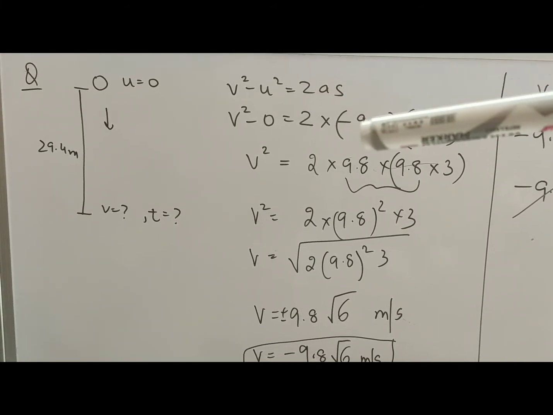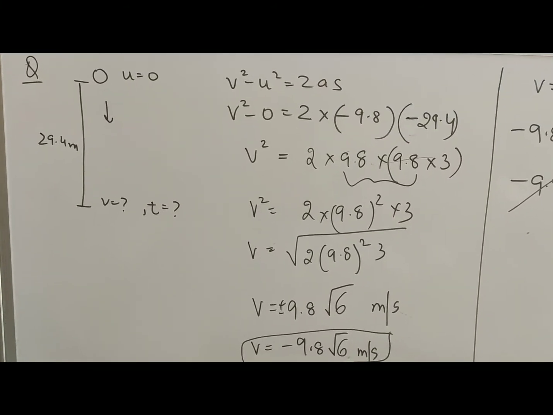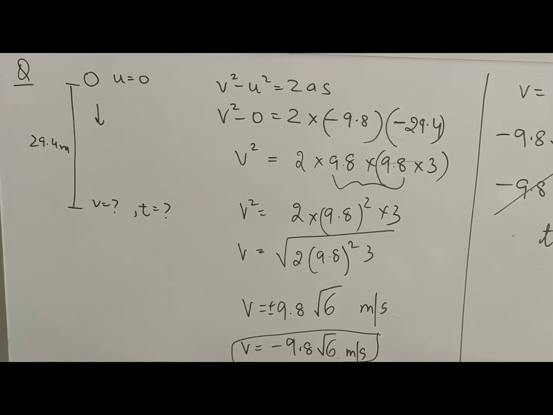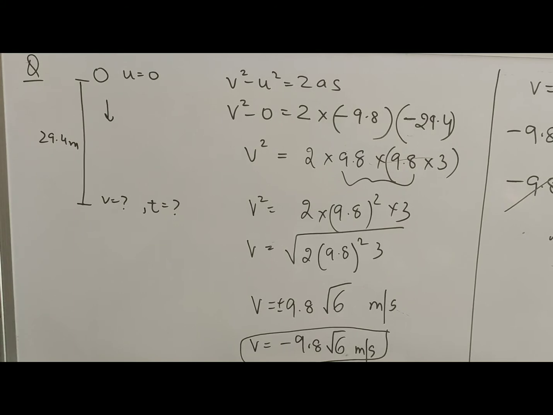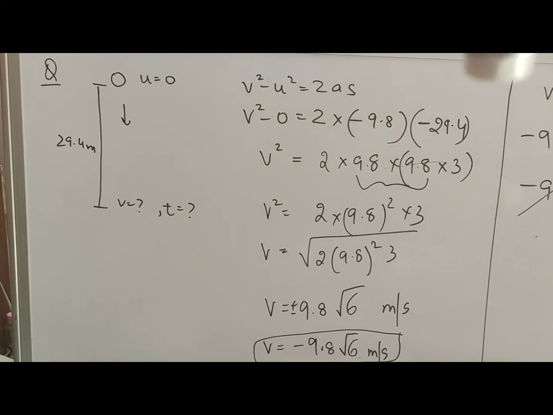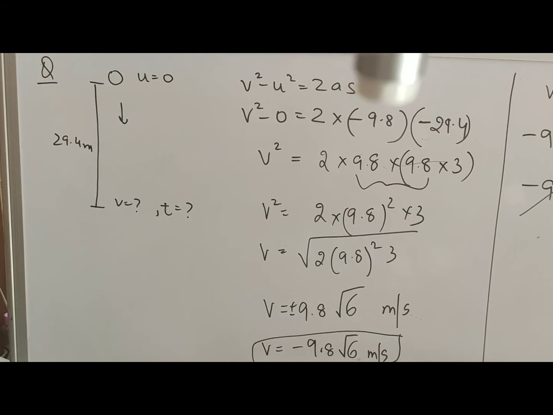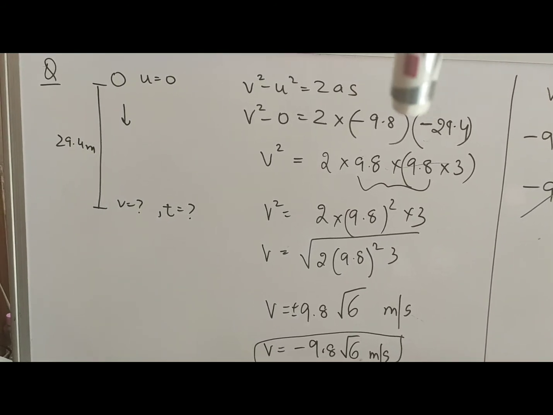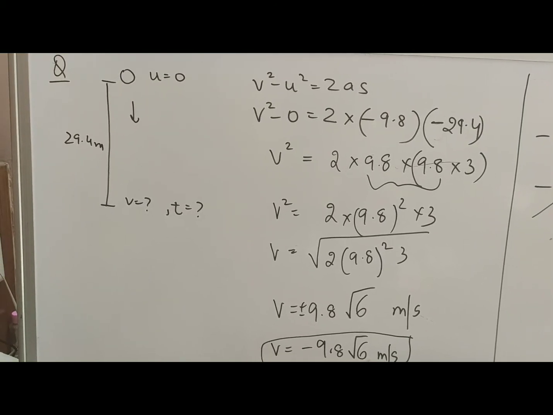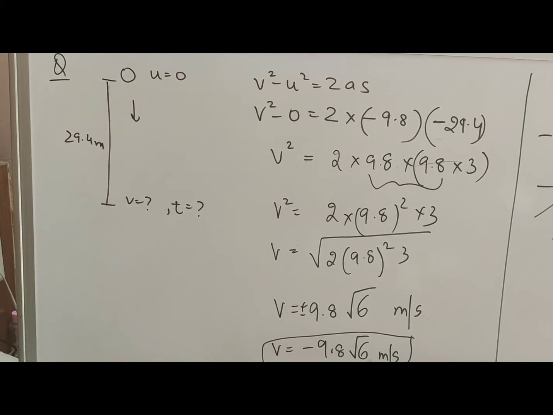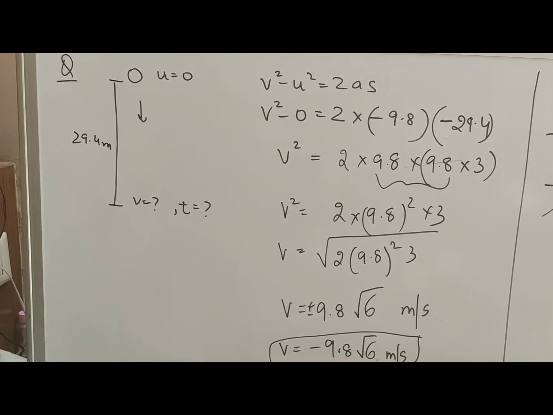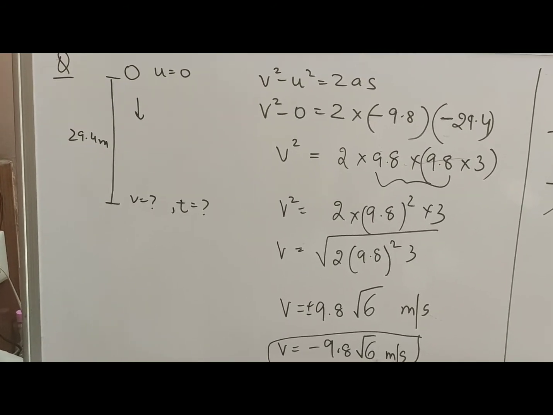V square is what we have to calculate, u square is 0, 2 as it is, a की जगह आएगा acceleration due to gravity, and s, that is the displacement, is the height which the object has covered, 29.4. So I have substituted g, always negative, and height, since the object has been displaced in the downward direction, I have taken negative 29.4. Simplifying this, v square is coming out to be root of 6 into 9.8 whole square.